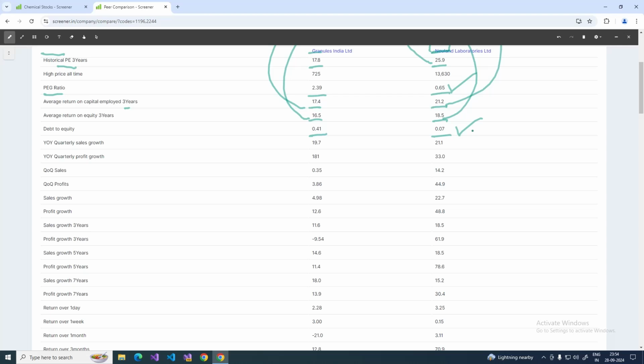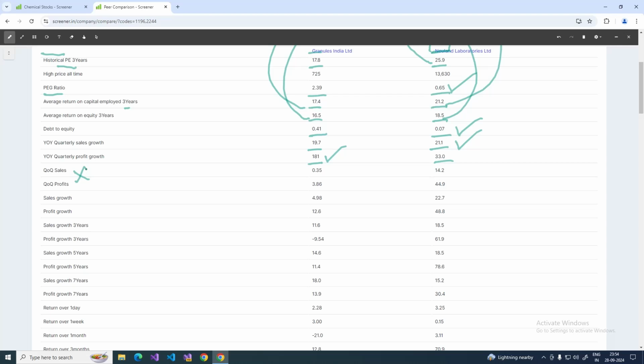Now we'll check year-on-year sales growth. So Granules is 19.7, Neuland is 21.1. So here Neuland is higher. And year-on-year profit growth, Granules is 181, Neuland is 33. So here it's positive for Granules. We'll exclude quarter-on-quarter sales and quarter-on-quarter profits.